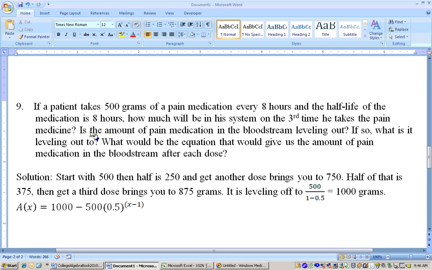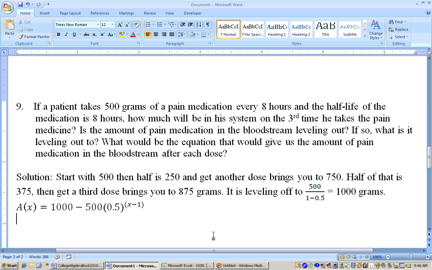Now, it says, is the amount of pain medication leveling out? If so, what is the level off to, and what would be the equation? Well, the amount that it's leveling out to is equal to the dosage amount over 1 minus the amount that remains. Well, it's a half-life, so half is gone and half remains. So it's 500 over 1 minus 0.5. 1 minus 0.5 is a half, and 500 divided by half is 1,000 grams. So that's what it levels out to, 1,000 grams.